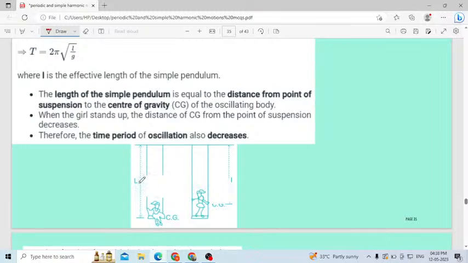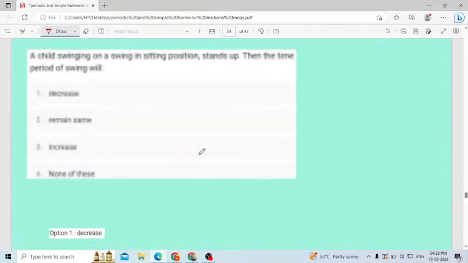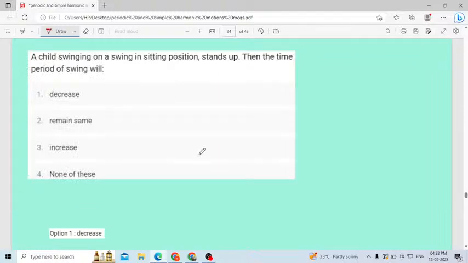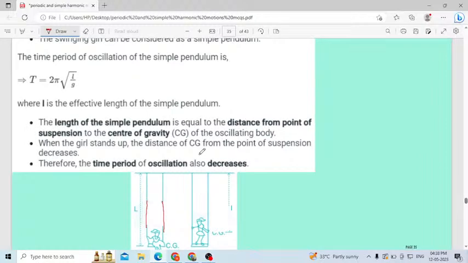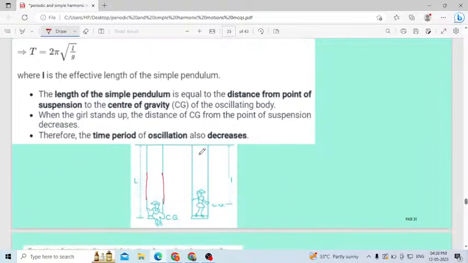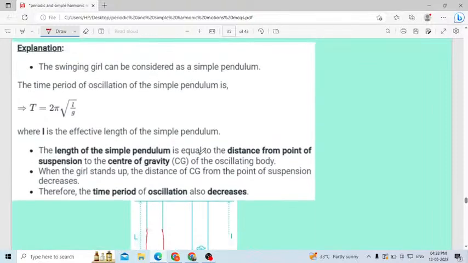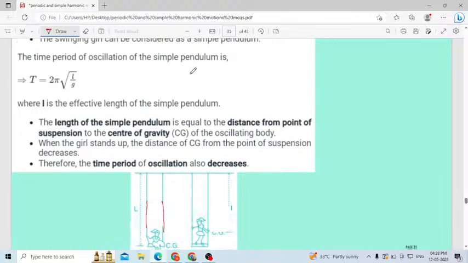Here, consider this is a swing. A thread is there. If this girl is standing, when she is sitting and then standing, what is the change? They are asking in the question about the time period of the swing. You know the time period of the swing: the swing with the girl can be considered as a simple harmonic pendulum, T equals 2 pi root L by g.